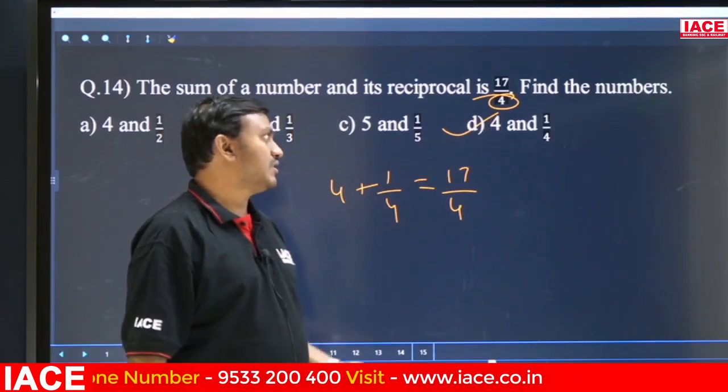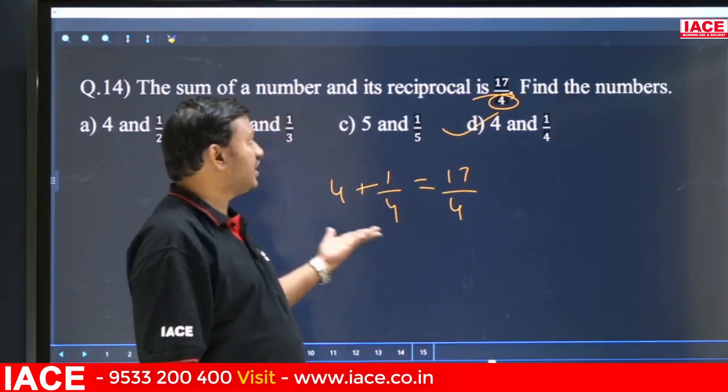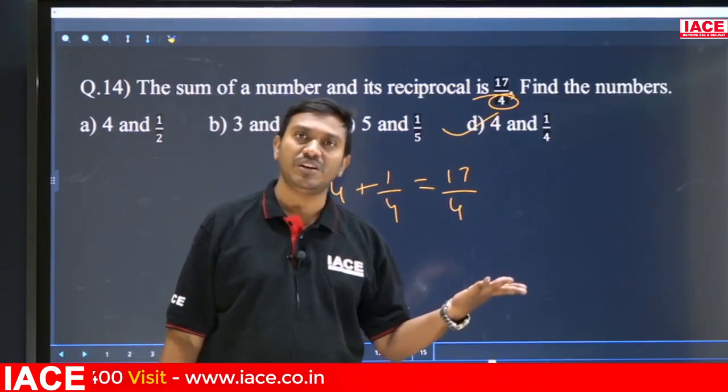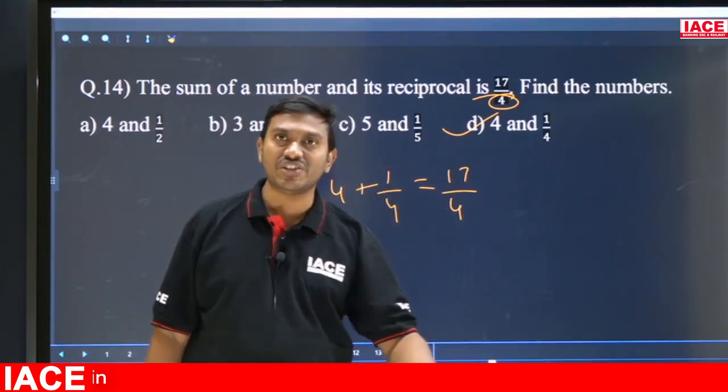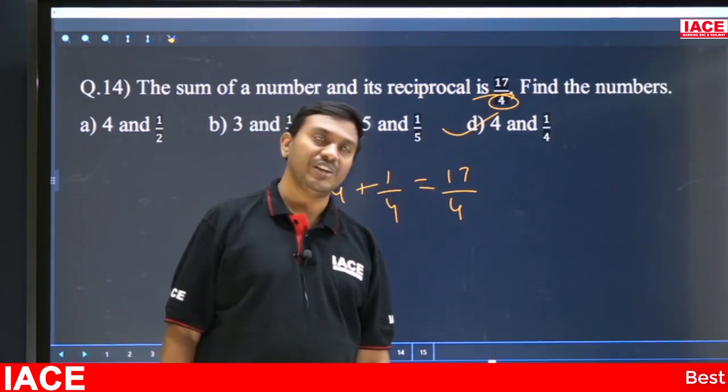So what is the answer? 4 and 1 by 4. Simply check: is 4 plus 1 by 4 equal to 17 by 4? Yes, 17 by 4. So what are the two values? 4 and the other one is 1 by 4. Okay, right.